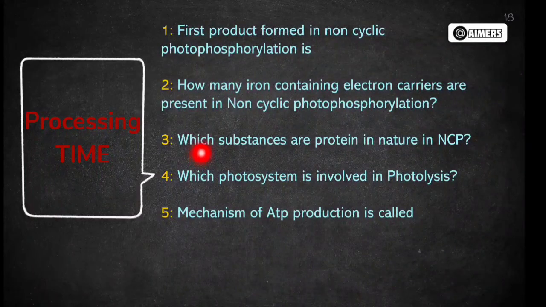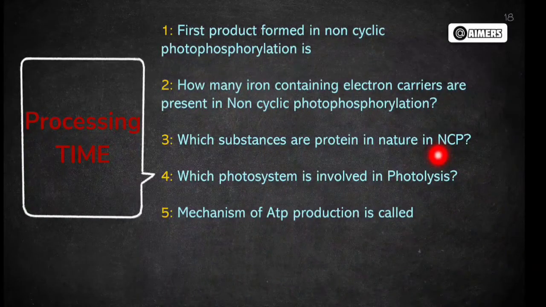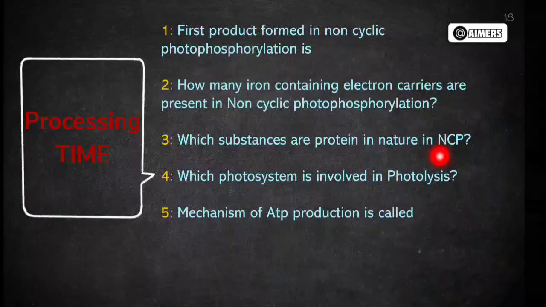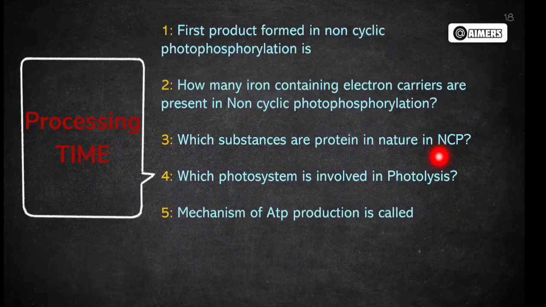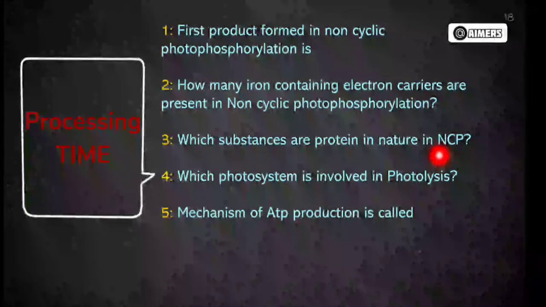Now the third question is, which substances are protein in nature in non-cyclic photophosphorylation? So you see the primary electron acceptor is protein in nature. Then plastoquinone, it is isoprenoid, it's not protein. Then the cytochrome complex is an iron containing protein. Then plastocyanin is a copper containing protein. If you move to photosystem 1, then pyridoxine is also an iron containing protein and NADP reductase is an enzyme, so it is also protein in nature. So except plastoquinone, all the substances involved in the non-cyclic photophosphorylation are protein in nature.